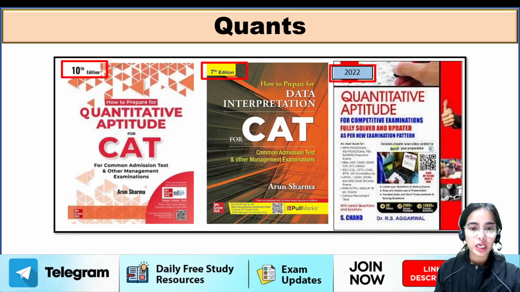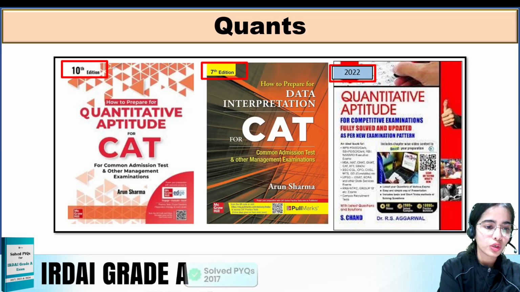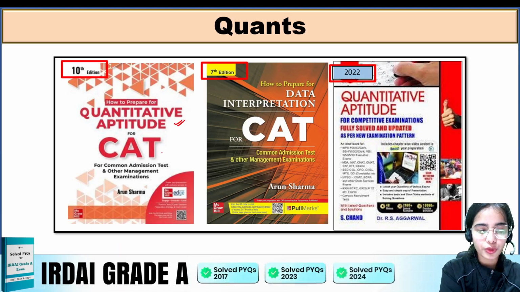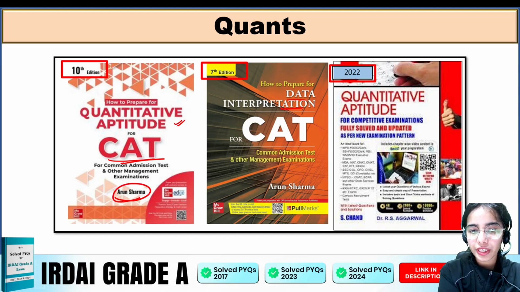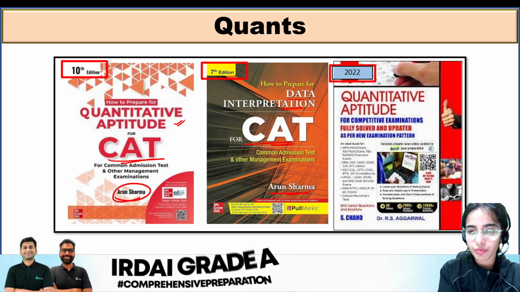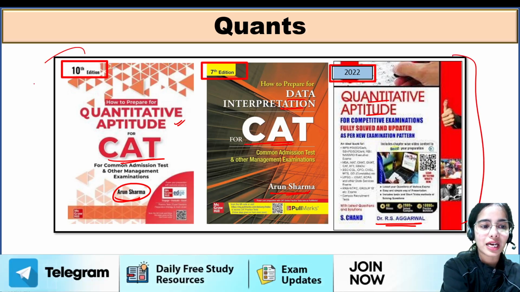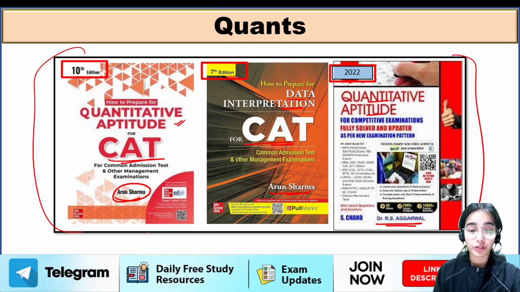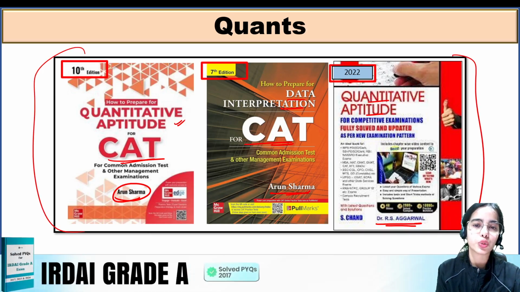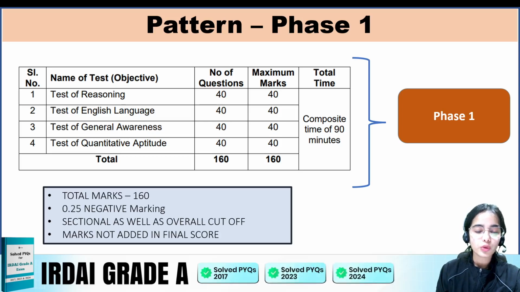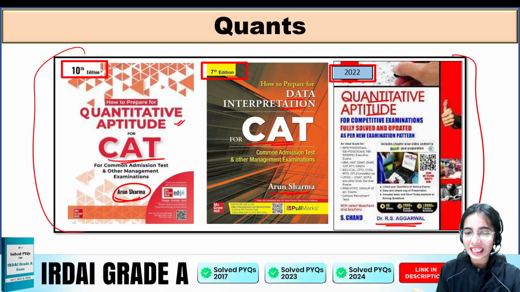Okay, now the books for quant. The Quantitative Aptitude for CAT by Arun Sharma, the Data Interpretation for CAT by Arun Sharma, and the Quantitative Aptitude by Dr. R.S. Agrawal. So these are some of the books that you can prepare from. These are the sources for the quant. Okay, now if you do not have any course, then this is the source.